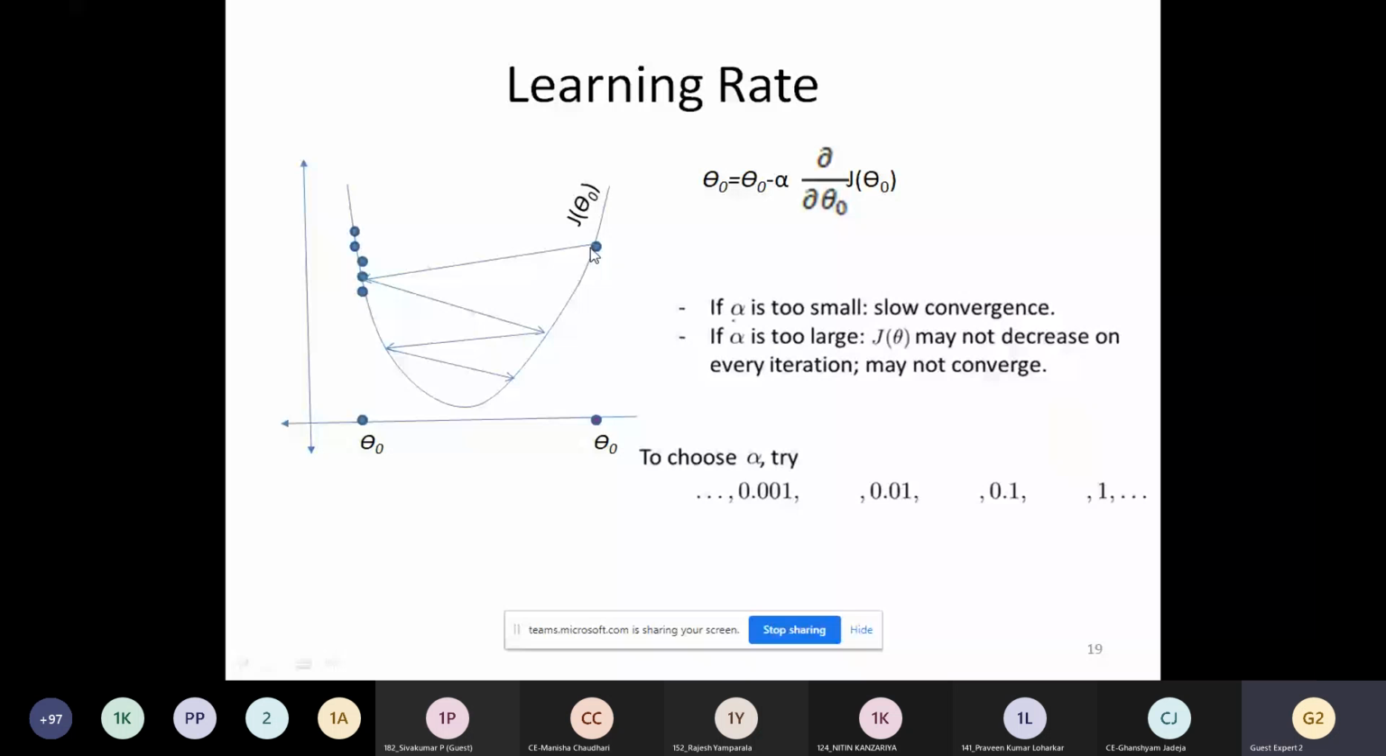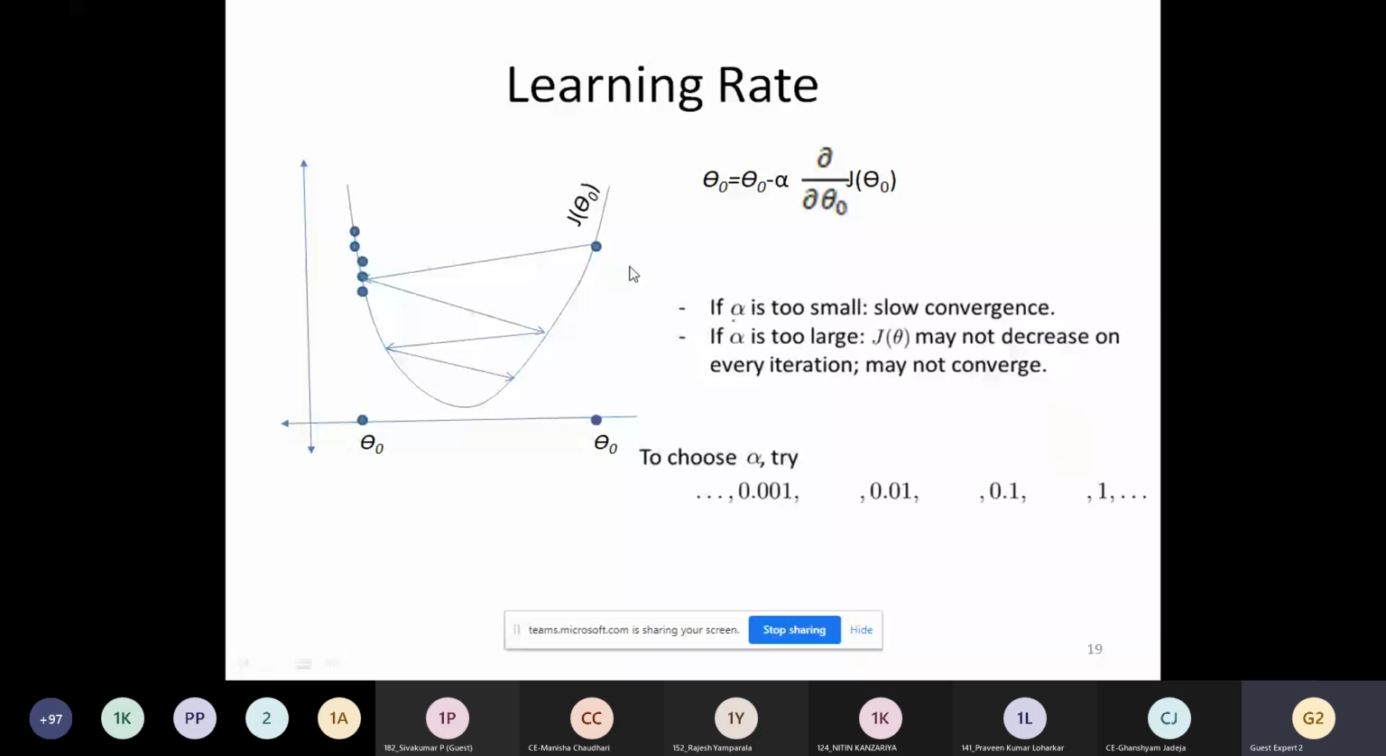Okay, so in that case, it may be possible that you will never reach the value of theta 0 with which the cost is minimum. So what should be the value of learning rate? The value of learning rate can be found by trial and error. You start with 0.01 or 0.02 or 0.03, then find out the cost function curve.